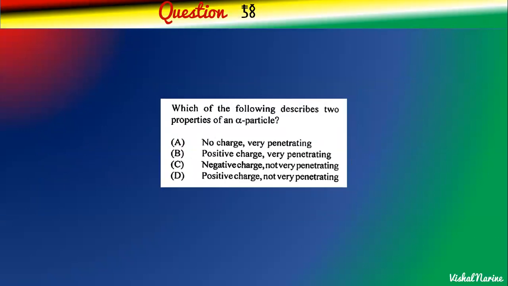Fifty-eight, we are approaching the end of the paper. Which of the following describes two properties of an alpha particle? So we should know that alpha particles are positively charged and they are not very penetrating. They can be stopped by a thick piece of paper or even a thin aluminum foil. So positively charged, so we're looking at either B or D, very penetrating, not very penetrating. So the answer there is D, positive charge and not very penetrating.